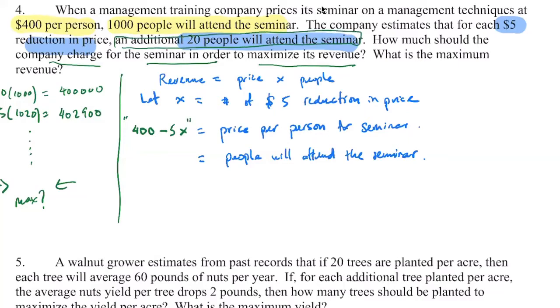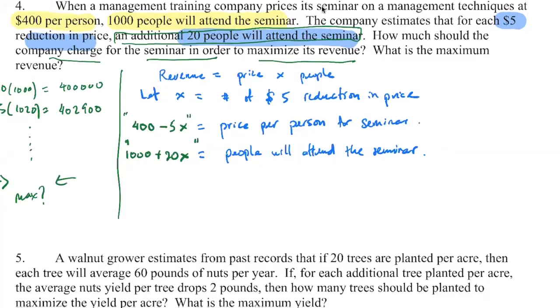1,000 plus 20x. Very good, right? So for each $5 reduction, the demand is increasing by 20 people. So if x is 1, then the price is $395, and then 1,020 people attend. If x is 2, then the price is $390, and then 1,040 people attend, right?